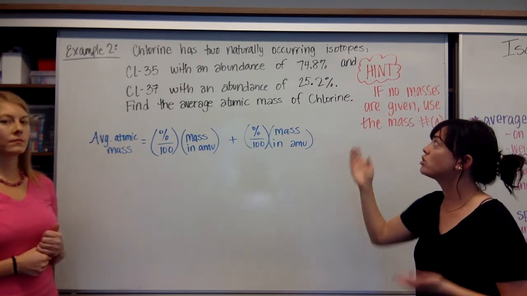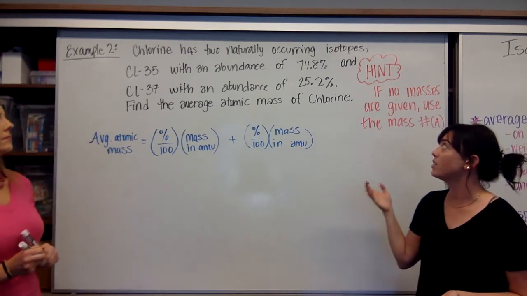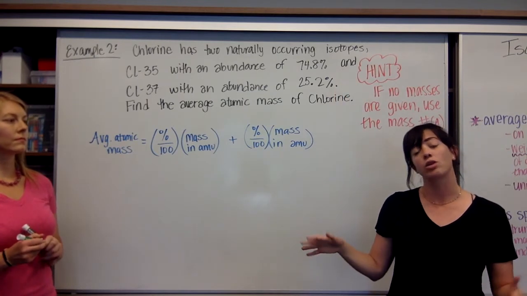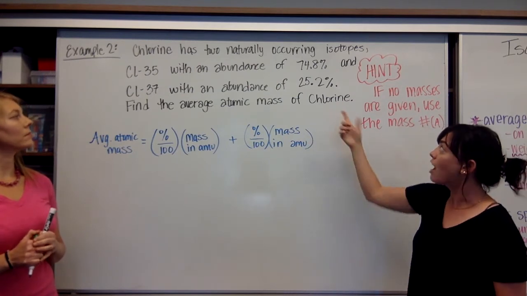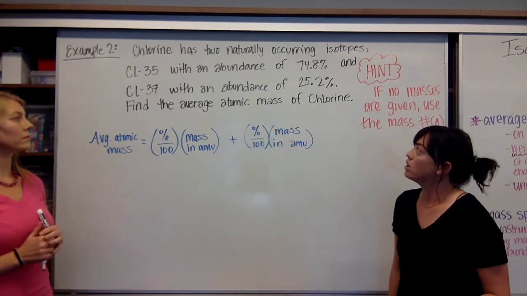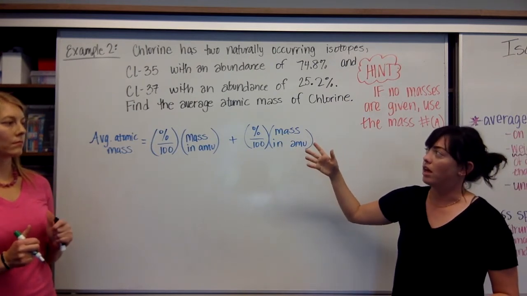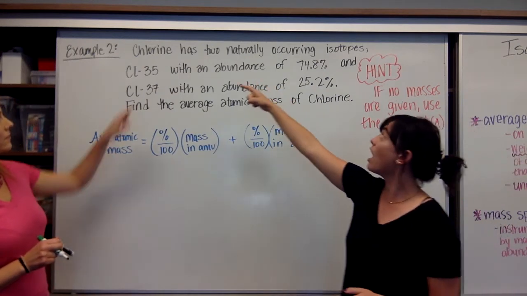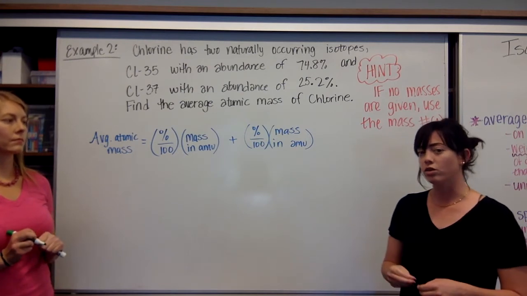So chlorine has 2 naturally occurring isotopes. Chlorine-35, which has an abundance of 74.8%. That means that 74.8% of the chlorine found on the surface of the Earth is chlorine-35, whereas 25.2% of the chlorine found on Earth is chlorine-37. If you plug everything in, you're going to figure out the average atomic mass, which should be closer to 35 than to 37, because there's more chlorine-35 occurring naturally than chlorine-37.